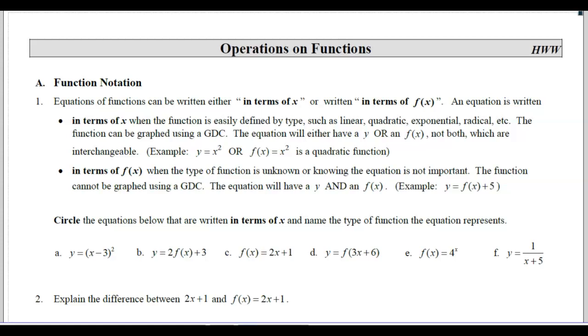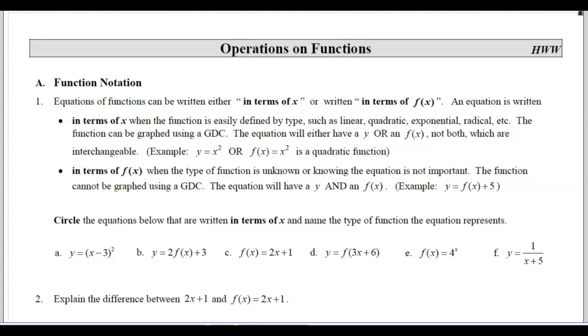So, looking at operations on functions, we did a little bit, you guys did a little bit of this last semester in Math 10 IB. We looked at what function notation was. You did some calculations with function notation. You did some expressions, so f of x plus 1, that kind of thing. Now we're looking at operations with function notation, with functions basically. Adding functions together, subtracting them, multiplying them, dividing them. Okay, so the 4 basic operations.